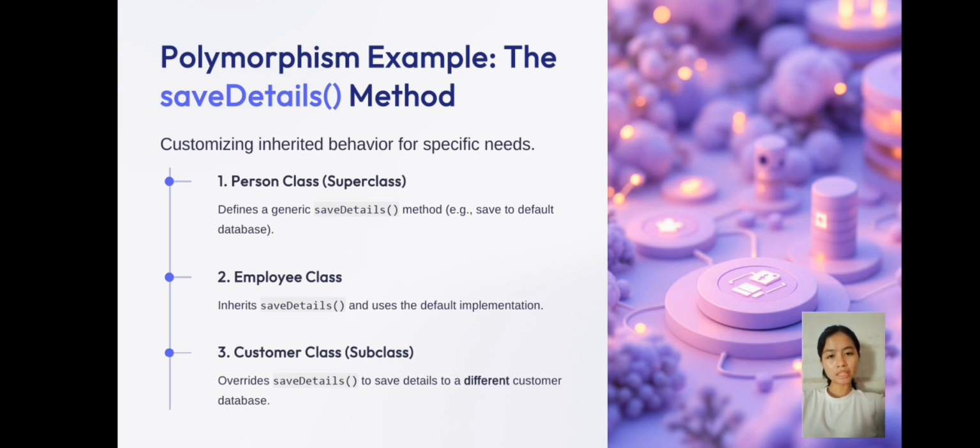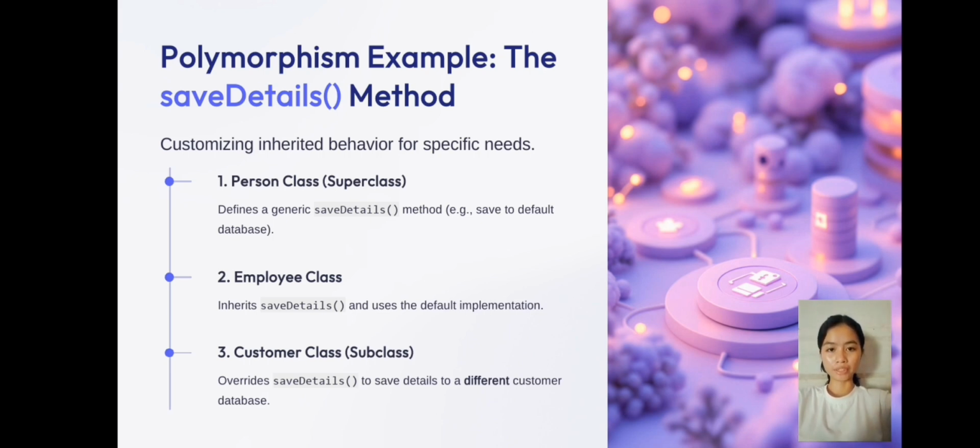Polymorphism simply means that a single method name can perform different behaviors depending on the objects using it. First, we have the Person class, which is the superclass. It defines a general method called SaveDetails. You can think of it like a basic function that saves a person's details to a default database. Next, we have the Employee class, which inherits from the Person class. Since it doesn't change the SaveDetails method, it just uses the same default version from the Person class.